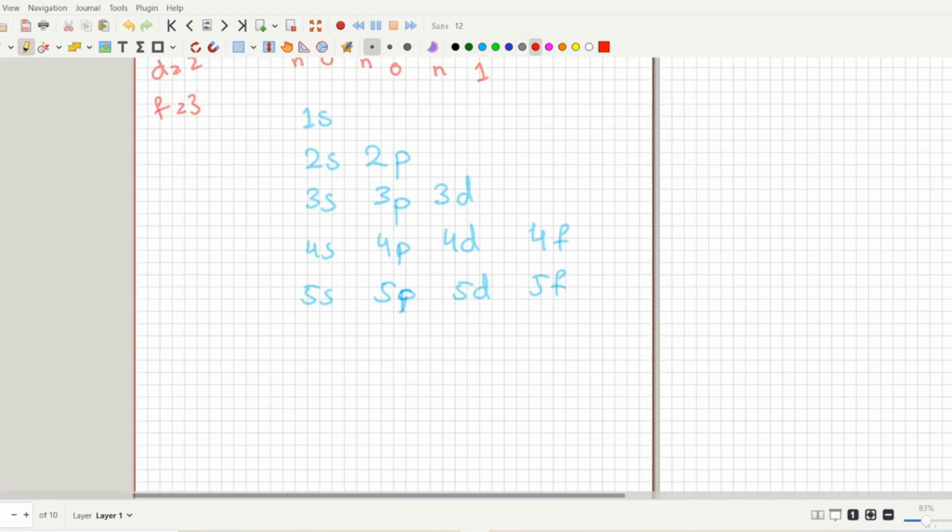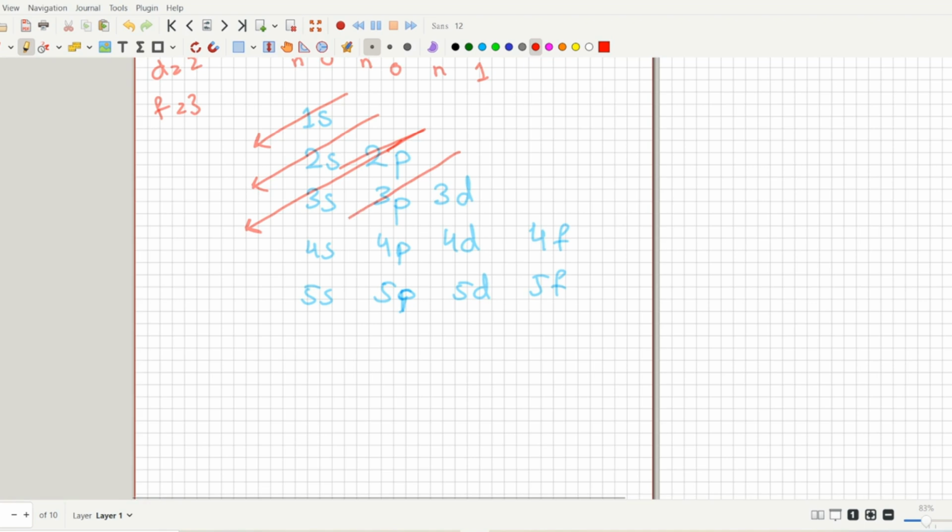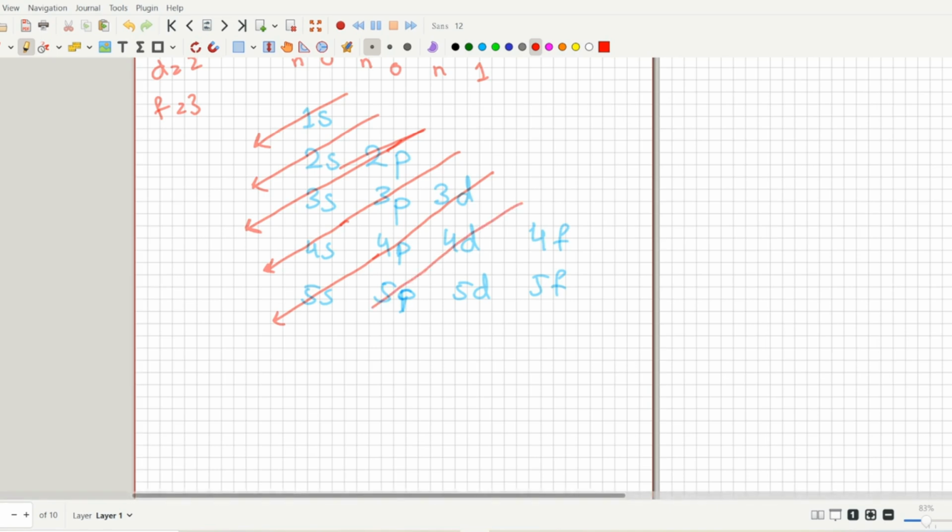So the first electron will go into 1s, the second electron will go into 2s, the third will go into 2p and 3s. Just watch out where the arrow is going. Okay, so the next electron will go to 3p and then 4s. The next electron will go into 3d, 4p, 5s, and then 4d, 5p, and then if there was a 6s here, then it will go into 6s, 6p, 6d, and 6f. You can't go further from 6f because f is the last point here.